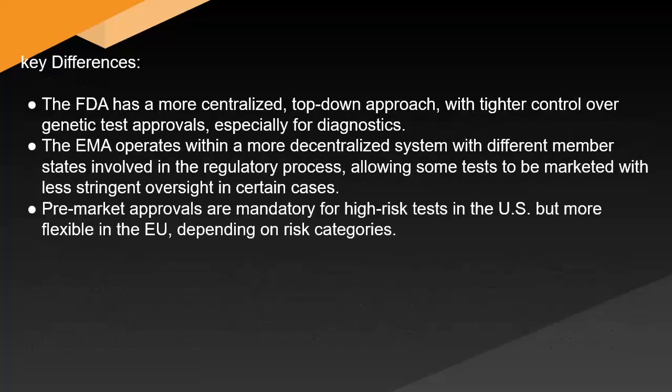Key differences. The FDA has a more centralized, top-down approach with tighter control over genetic test approvals, especially for diagnostics. The EMA operates within a more decentralized system with different member states involved in the regulatory process, allowing some tests to be marketed with less stringent oversight in certain cases. Pre-market approvals are mandatory for high-risk tests in the US, but more flexible in the EU, depending on risk categories.